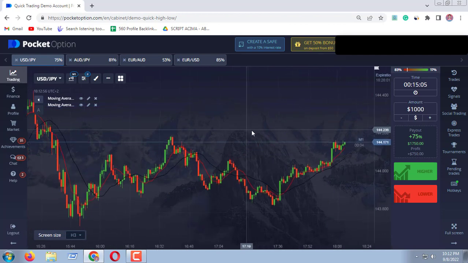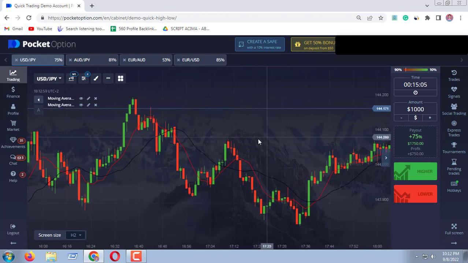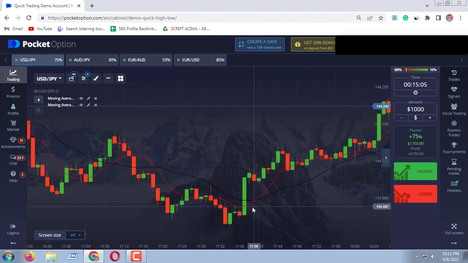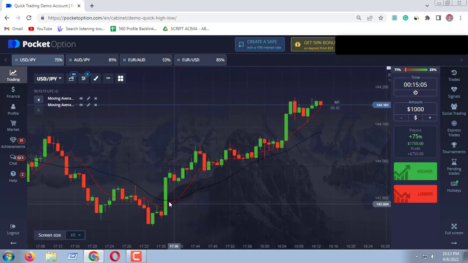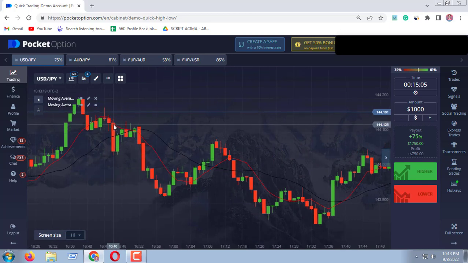And the strategy is, when the red moving average crosses the black line, the market should be going up, okay. And when the red moving average crosses the black moving average, the market is going down, okay.